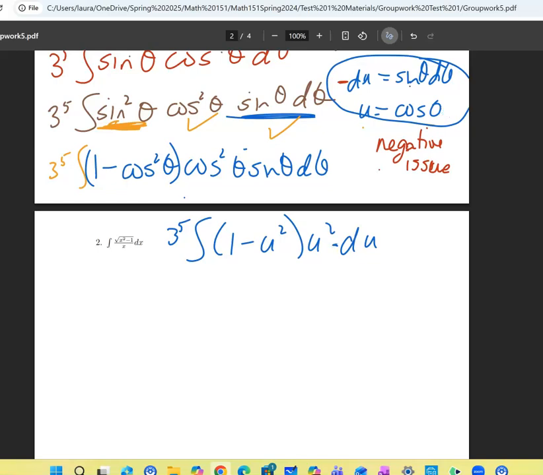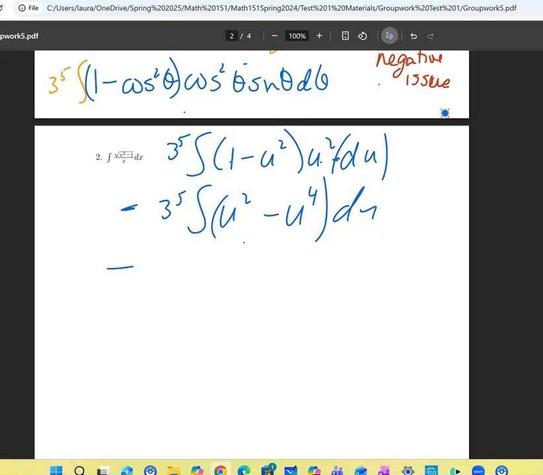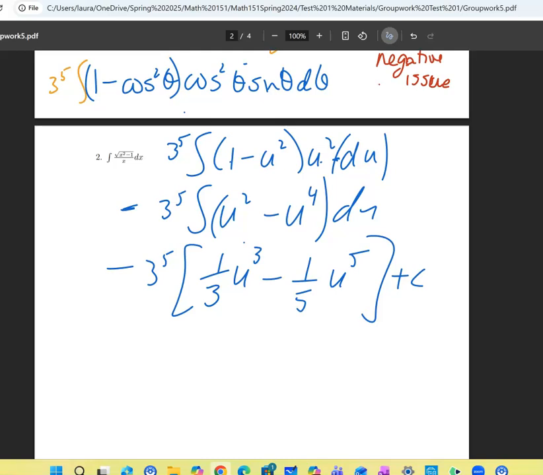du. Oh, but it's a negative du, right? So I'll pull that negative out in the front, and then I'll multiply. So that negative comes out here. Then I'll multiply, so I get u squared minus u to the 4th du. Now you're ready to take the antiderivative. So I get 1/3 u cubed minus 1/5 u to the 5th plus c.